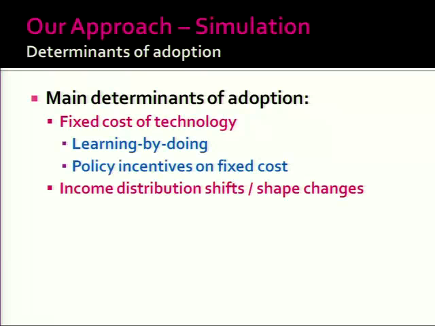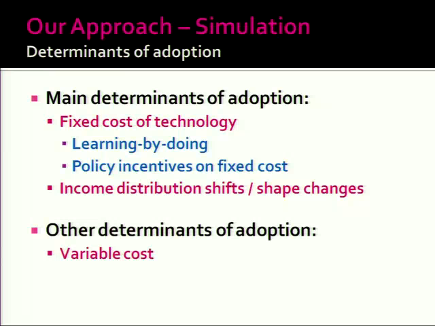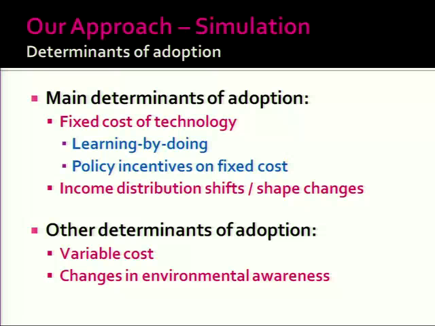And then the other really big thing that affected how many people chose each technology were income distribution shifts and the shape changes. So if people were suddenly getting much richer than before, then we see a very large move of people adopting different types of technology. But other determinants are also important. Gas prices are important, but that depends on whether you're talking about the short term versus the long term. So that effect is much smaller. And changes in environmental awareness is also one determinant, but definitely not as significant.